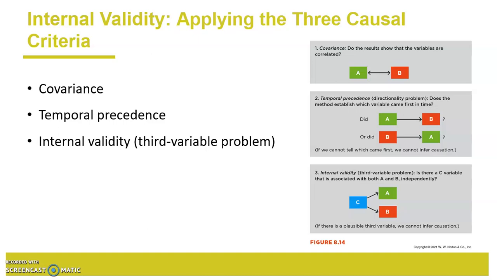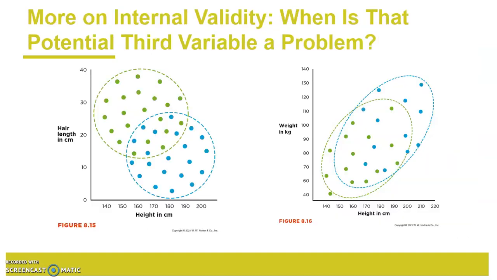Okay? So it's a chicken and egg problem that you often deal with. Okay, internal validity. Again, we shouldn't infer causation from correlation alone, but it's important to still consider the third variable problem, even if we're not considering causation. Now, it may not always be an issue.